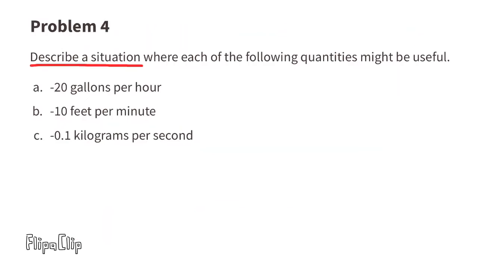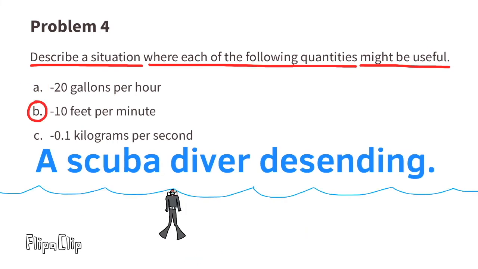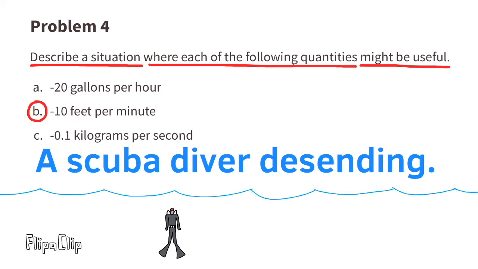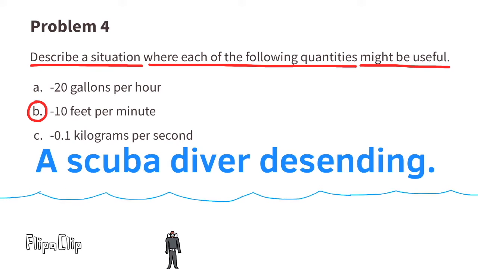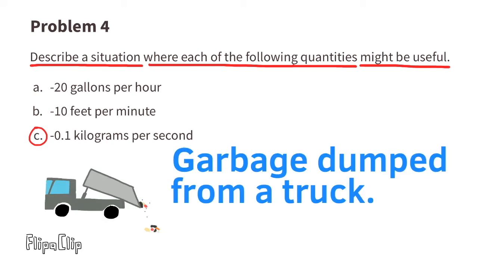Problem number 4. Describe a situation where each of the following quantities might be useful. A. Negative 20 gallons per hour. That might represent water draining out of a pool. B. Negative 10 feet per minute. That might represent a scuba diver descending. C. Negative 1/10 kilograms per second. That might represent garbage dumped from a truck.